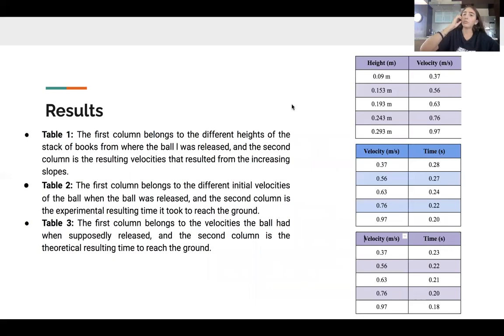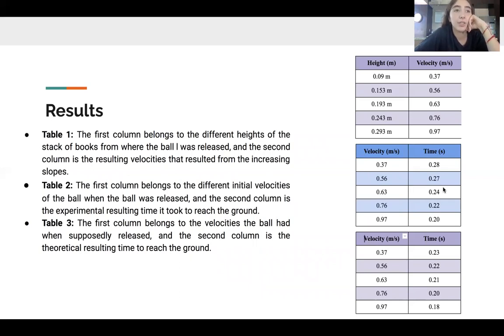These were the results for the experiment and for the theoretical results. The first table, the first column belongs to the different heights of the stack of books from where the ball was released. And the second column, where the resulting velocities came from the increasing slopes of the stack of books in the ramp. The second table, where the first column belongs to the different initial velocities of the ball when it was released, and the second column is the experimental resulting time it took to reach the ground.